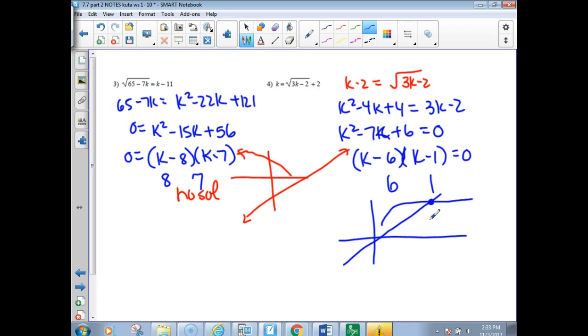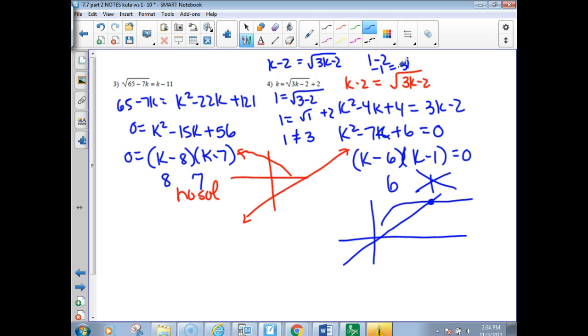Let me try plugging in that 1. If I put 1 in here, that would be the square root of 3 times 1, which is 3 minus 2. And then I'd get square root of 1 plus 2. That's 3. 1 does not equal 3. So it shouldn't work. So let me check why it works. You said this works though? All right, if I put 1 in here, I get 1 minus 2. No, it doesn't. Negative 1 does not equal 1. So let me come see what's going on. Hold on.